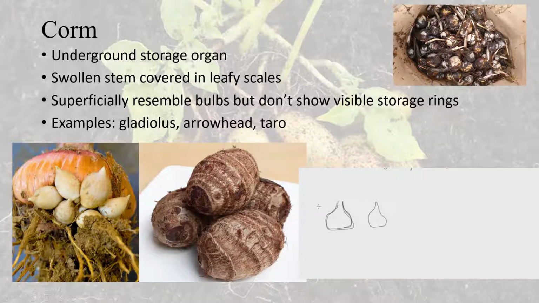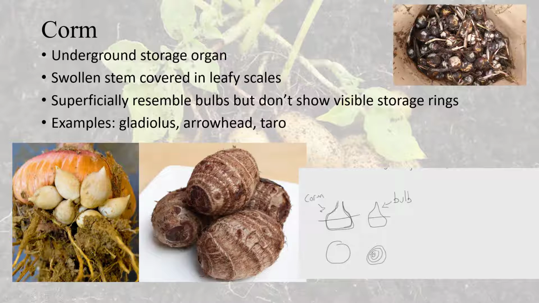So we'll say this is our corm, this is our bulb. They have similar functions. How you tell them apart is if you cut these in half. If you look at a corm from top down, you will not see visible storage rings. Whereas if you look at a bulb, think of an onion, you will see those storage rings. So that's the difference between them. They both are underground storage organs. They are both swollen stems.